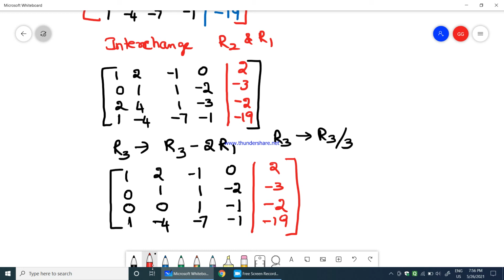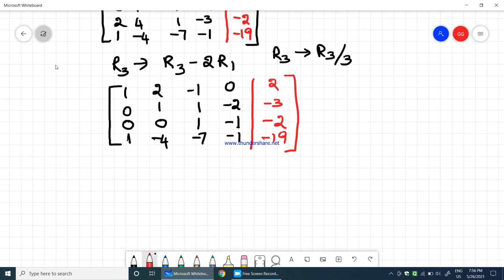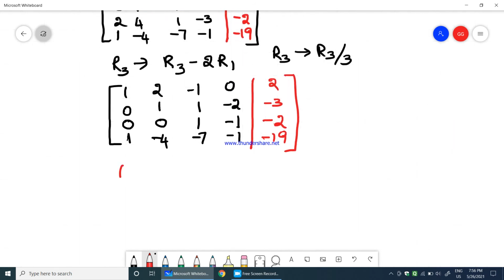Okay, now what is the next step? The next step is I'll go and play with row 4 now. So row 4 would be equal to row 4 minus row 1. So what will I get?